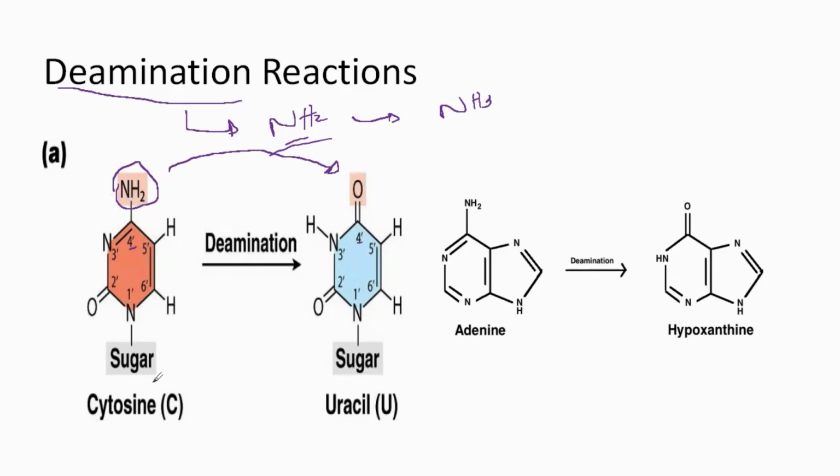So if I'm deaminating cytosine, I'm originally producing what? Uracil out of it. Hopefully it's clear. There's no rocket science involved over here. We've already discussed the nucleotide structures before, so it won't be something new.